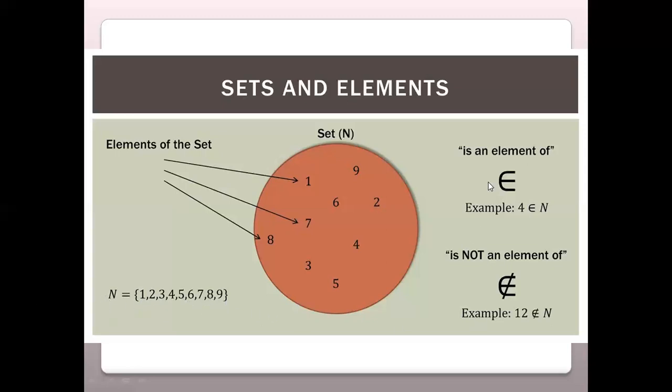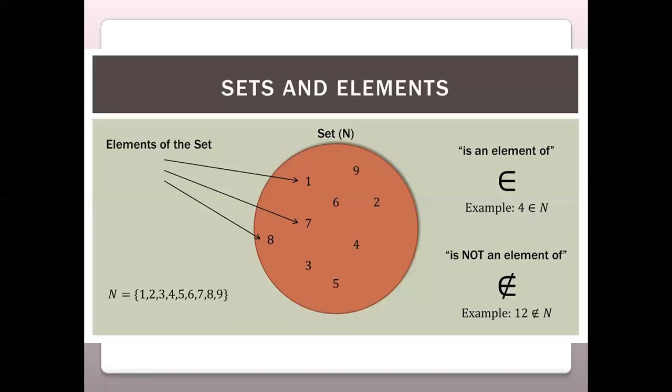Here ∈ means 'is an element of', that is, belongs to, and you see here the first symbol represents belongs to. Instead of writing the big word 'belongs to', you can simply use the symbol. Now how is this symbol to be used? Suppose the element 4. You see element 4 is present in set N. Yes. So we will write here 4 belongs to capital N.